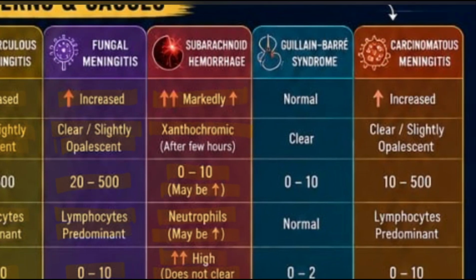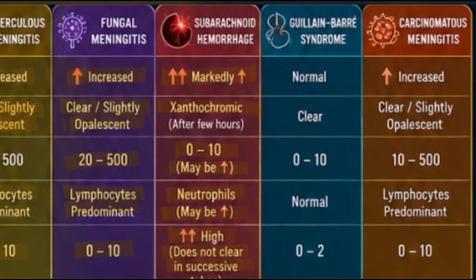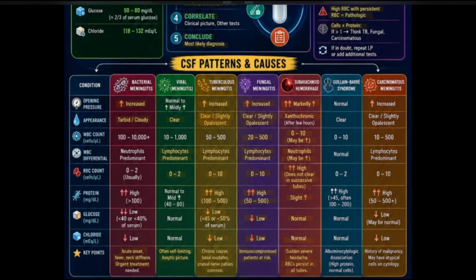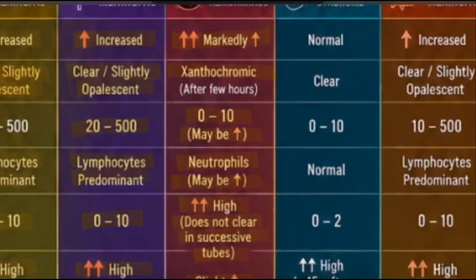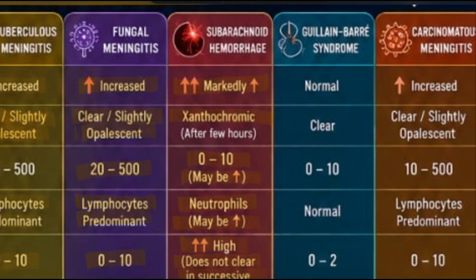Okay, so next we can see Guillain-Barré syndrome. In Guillain-Barré syndrome, the opening pressure will be normal, the appearance will be clear, and the WBC count will be 0 to 10.